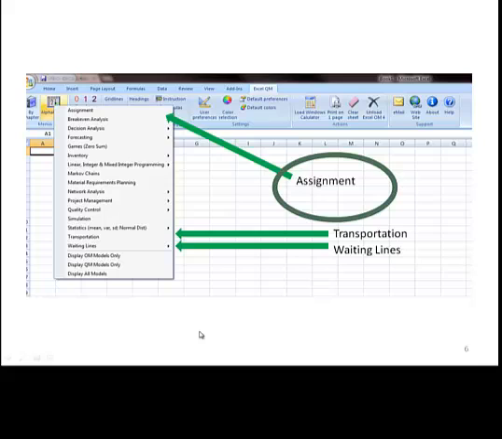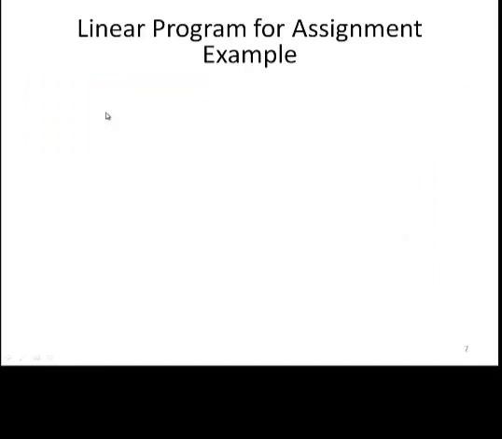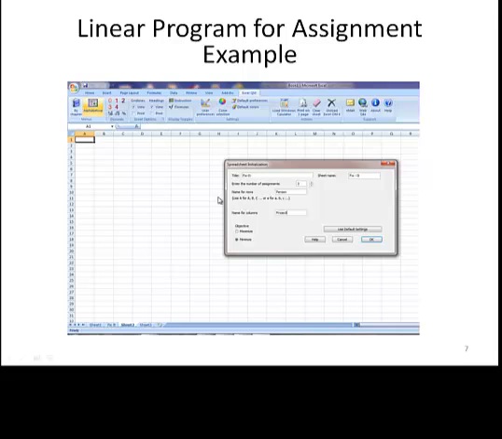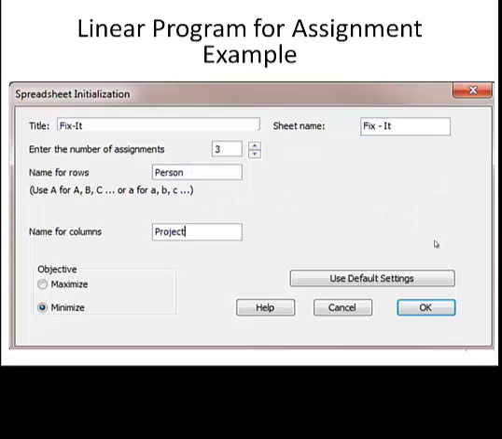So we take this information and we put it into our QM for Windows. And in this case, we're going to be doing an assignment problem. So we're going to select assignment. Once we select assignment, we'll get this screen. And here's the box in which I will input my data. Let's blow this box up.